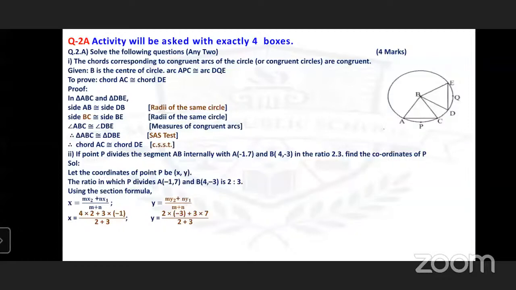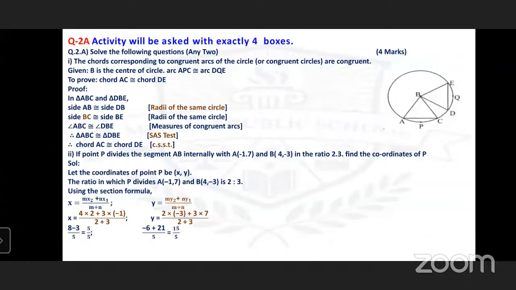Now we have m is equal to 2 and n is equal to 3. We have the x1, y1, x2, y2 values, and substitute all the values in this formula. So we put 4 into 2 plus 3 into minus 1, divided by 2 plus 3, right? So 4 into 2 is 8, 8 plus minus 3 is equal to 5. 5 divided by 5 is equal to 1.